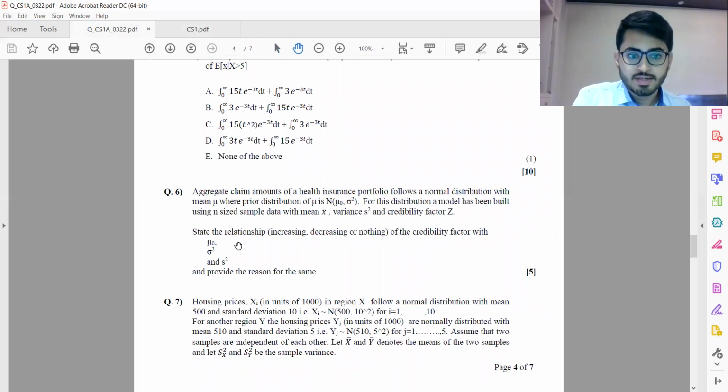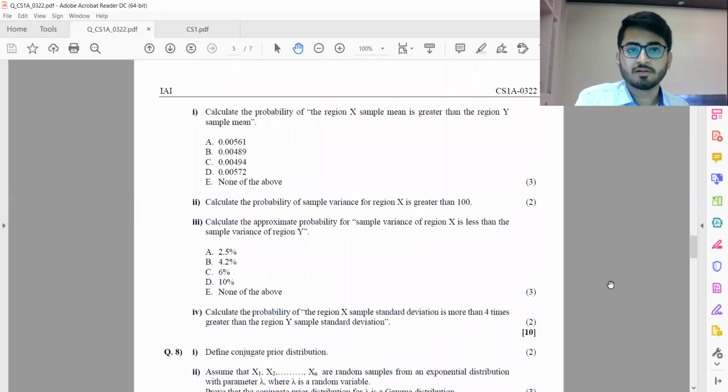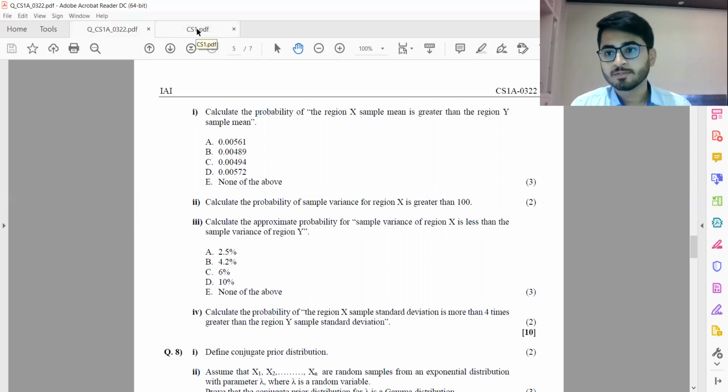Next, question 7 is there. We have a region X, we have a region Y, and we have certain other information. First part is X bar is greater than Y bar. Here I would say a lot of students, when I was talking to them post-examination, when computing these probabilities, tried to interpolate, came up with an answer which was not matching, and they selected option E, which I guess is fine because generally, when we're trying to find probabilities from a standard normal distribution, we could go till 4 decimal places.